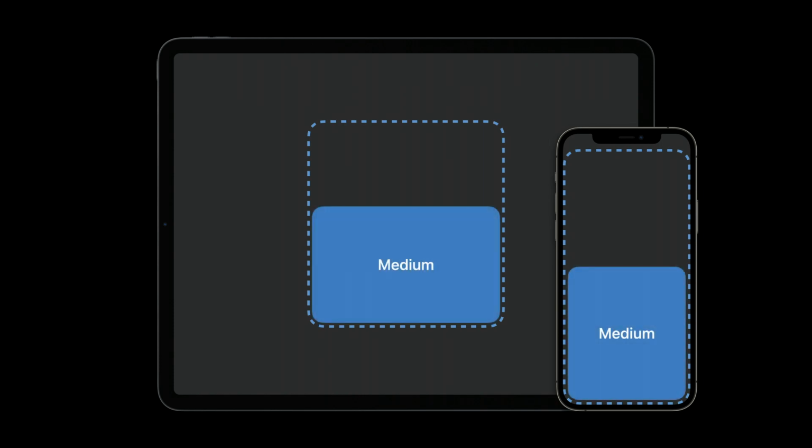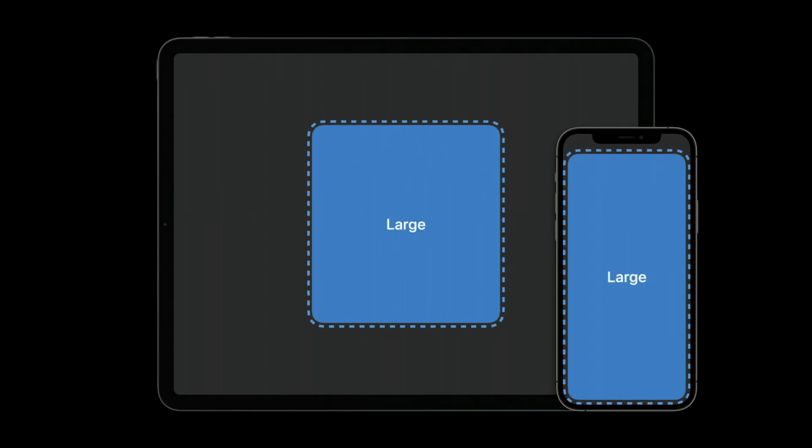What are detents? A detent is a height where a sheet naturally rests, and these are defined as a fraction of the fully expanded sheet frame. The fully expanded frame is visualized on an iPhone and iPad here, and it should be familiar if you've used Sheets before. We've exposed two system-defined detents in iOS 15, a medium detent, which is about half of a sheet's full height, and a large detent, which is the height of a fully expanded sheet.